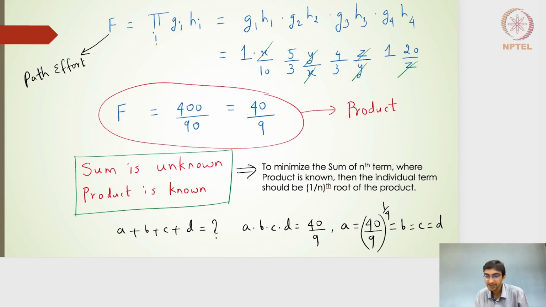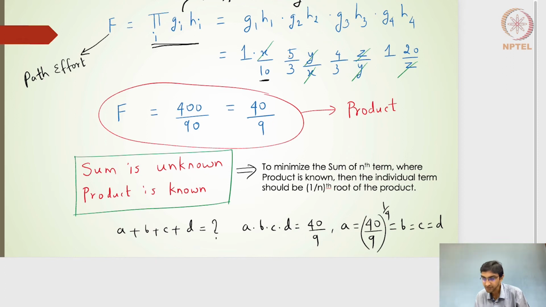So what I've done is I've taken a product of this A, B, C, D. I've also written it in the form of GiHi. Remember that GiHi is the individual stage effort delay. So let me write it down here. The product of the individual stage effort delays will be nothing but GiHi, multiplied for all the 4 stages.